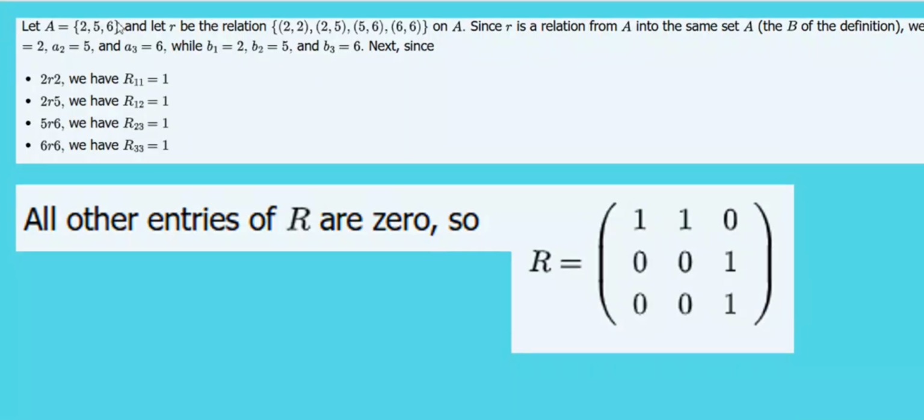So A is equal to {2, 5, 6}. So this is one set value. Among this set value, we have generated a relation: (2, 2), (2, 5), (5, 6) and (6, 6) on A. This R is a relationship from A into the same set. We are creating a relationship from the set A to the set A itself by having the value as B. First set is represented as capital A and the other set, which is set A itself, is represented as capital B.